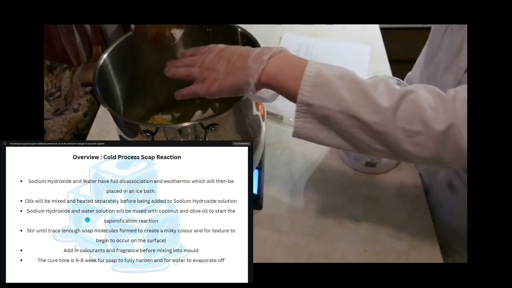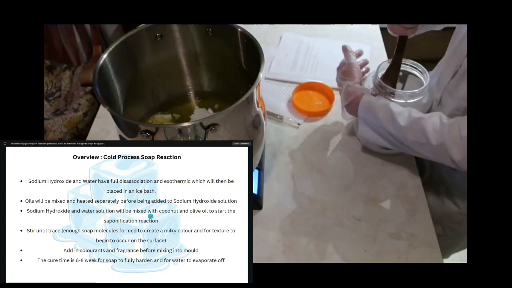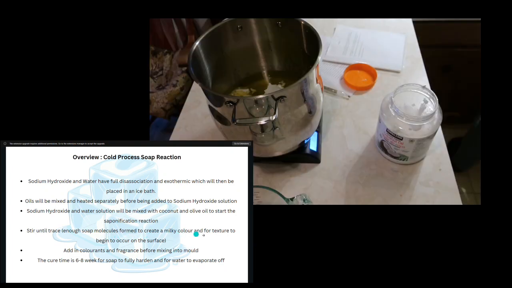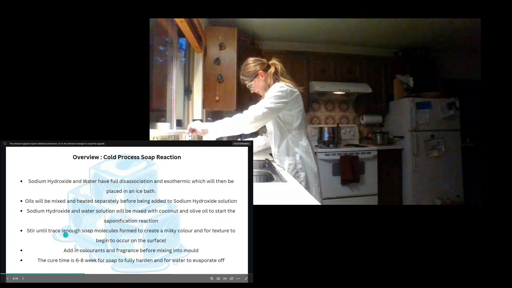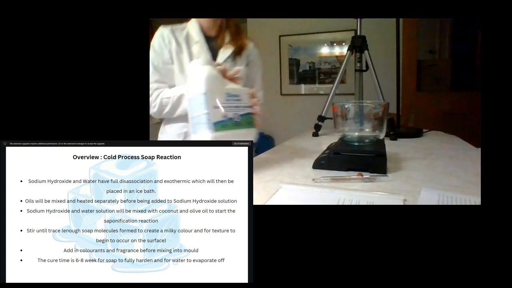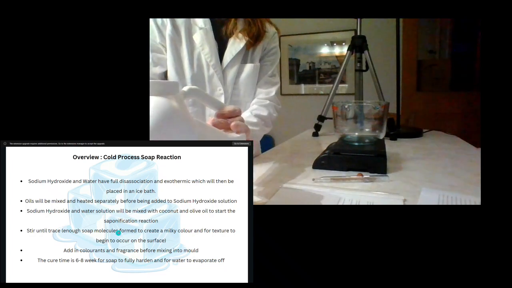The sodium hydroxide and water solution will be mixed with coconut oil and olive oil to start the saponification reaction. Stir until trace, which means enough soap molecules have formed to create a milky color and texture on the surface of the solution. Once we're after trace, we're going to add in colorants and fragrance before mixing it into our mold. The cure time for the soap is 6 to 8 weeks to fully harden and for the water to evaporate off.